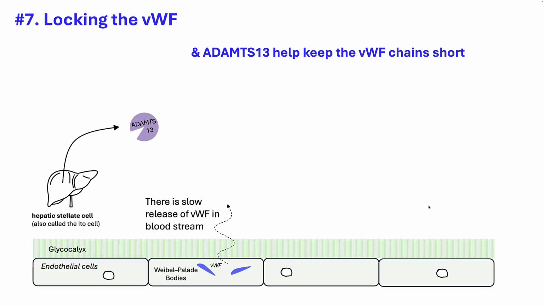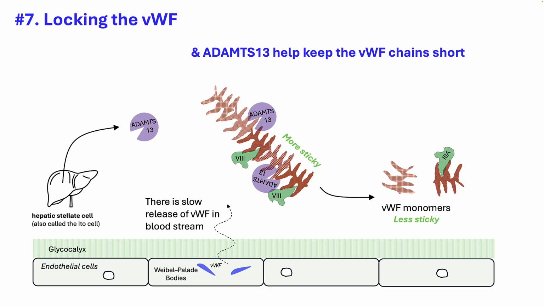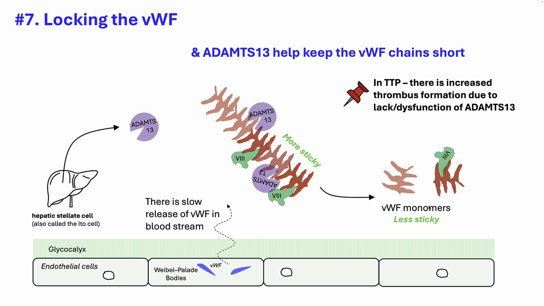Von Willebrand factor is one of the important molecules which helps stick the platelets together and to the subendothelium. There's always a slow release of von Willebrand factor in the bloodstream. Since these are really long molecules, and the longer they are, the stickier they are, your liver makes a molecule called ADAMTS13, which breaks them down into monomers and makes them less sticky. There's a condition called TTP in which there is increased thrombus formation due to lack or dysfunction of ADAMTS13.